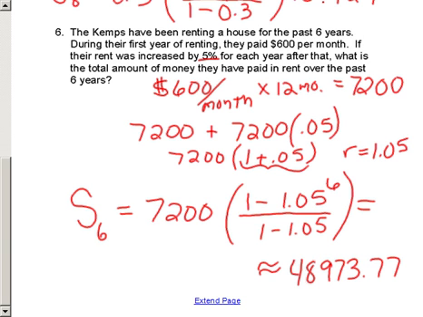Any other way to do it? No, you use the formula. Yeah, you can do it year by year. You could do the first year, and then this is plus the second year. The third year would be this times this squared, and then this times this cubed, and then you'd have to do it 6 times.